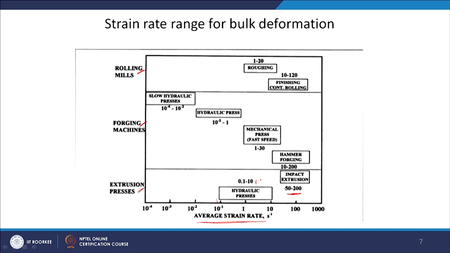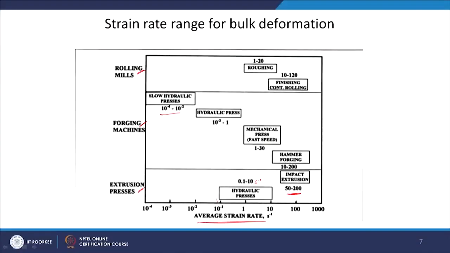In forging, you have different types of forging. So, you have slow hydraulic presses. Through a hydraulic press, you are applying the compressive load. The strain rate is in the range of 10 to the power minus 4 to 10 to the power minus 3. For a hydraulic press, it is around 10 to the power minus 3 to 1. Or I think it is 10 to the power minus 2 to 1.